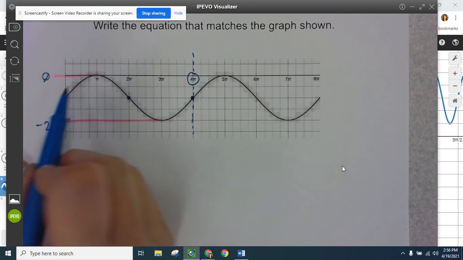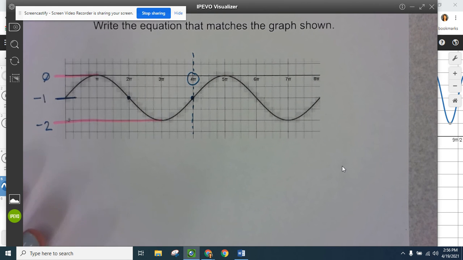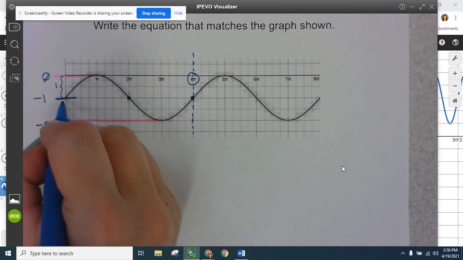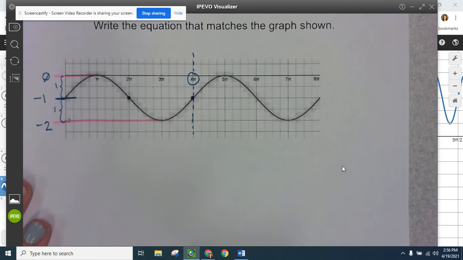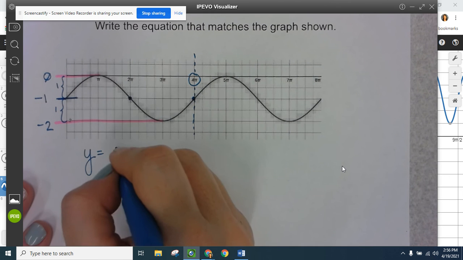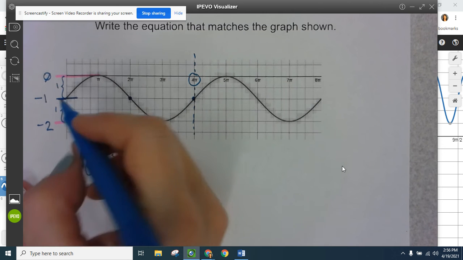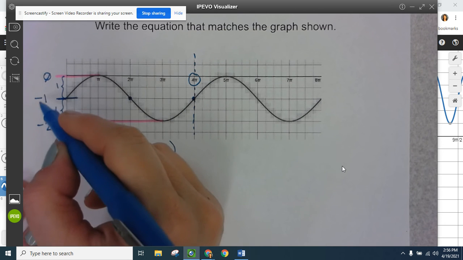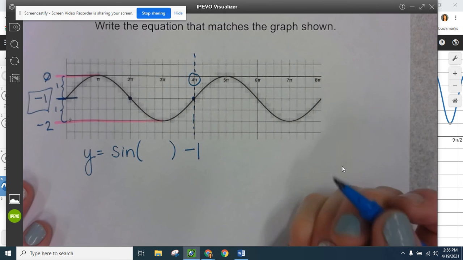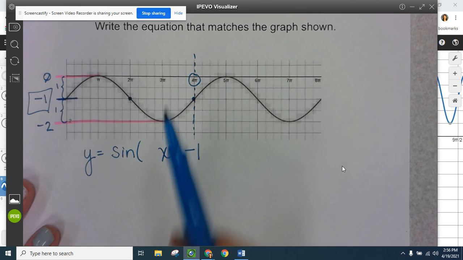Halfway in between 0 and -2 is going to be my midline, which means this is at -1. And then the amplitude here, the distance, is 1. So my a value is just going to be 1 in this case. So I don't need to put anything in front of sine, but I do need to make sure I put my midline of -1. Now let's talk about what's happening inside here with x.